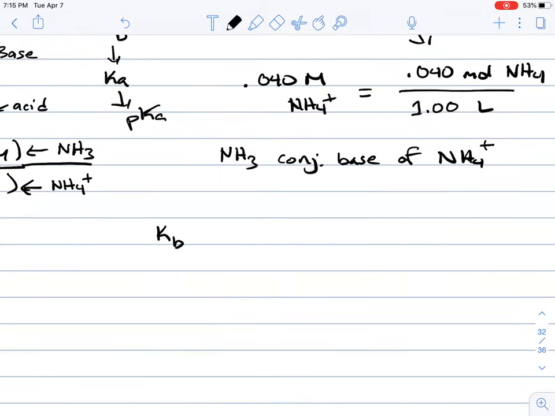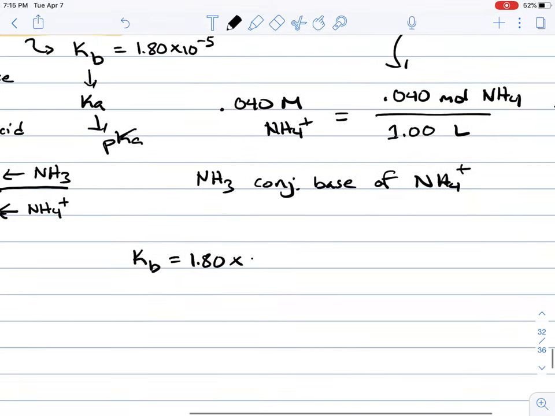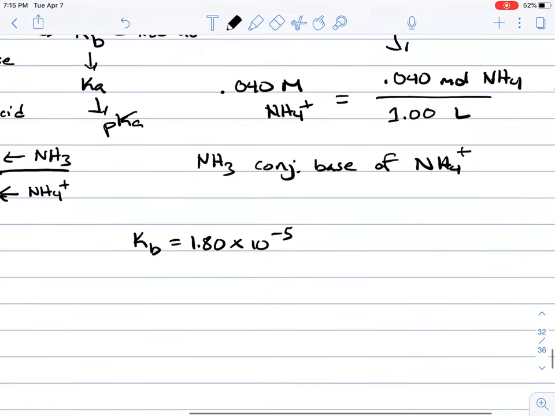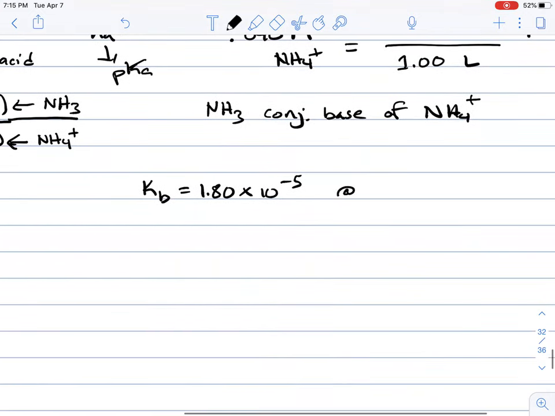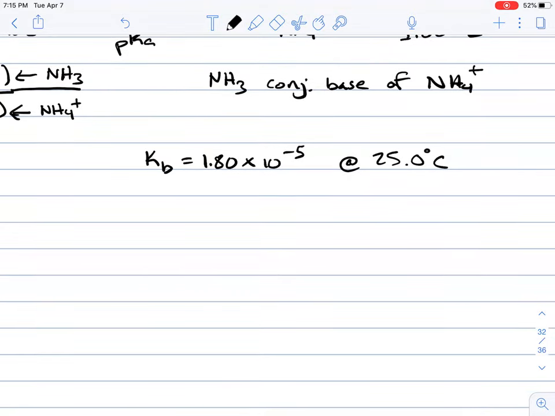And so if my base ionization constant is equal to 1.080 times 10 to the negative 5, I know that at 25 degrees Celsius, and I'm just going to go ahead and assume that we're at this temperature because the problem didn't say otherwise, the Ka times Kb is equal to Kw. And so Kw at 25 degrees is going to be 1.008 times 10 to the negative 14.